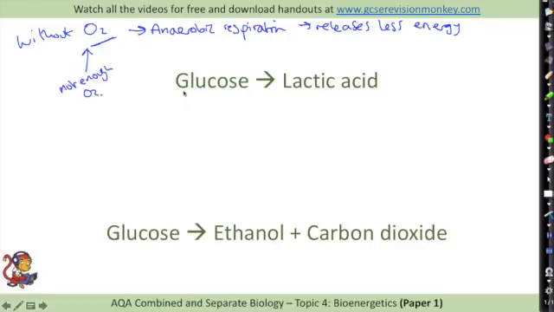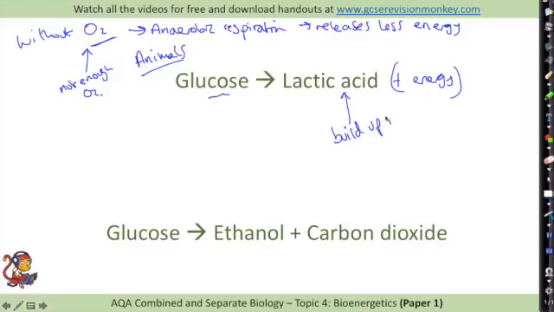So here we've got the equation for anaerobic respiration in animals. What happens is the glucose molecules are broken down straight into something called lactic acid, and a little bit of energy is released. Now the trouble with this is that lactic acid builds up inside muscles, and this can cause cramps. So we don't want to use this very often. We only use it in emergencies when we don't have enough oxygen in our system.